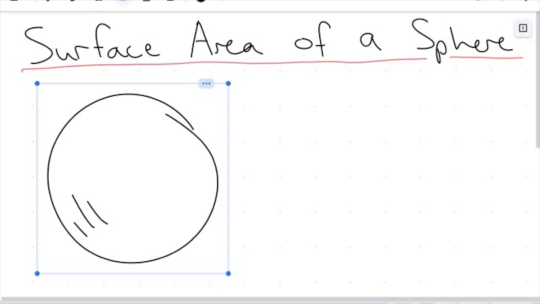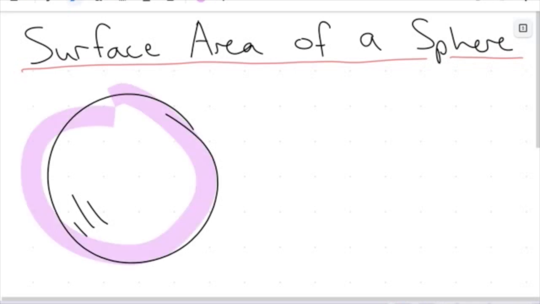So with any sphere, you hopefully have seen spheres like this in everyday life. So think about any kind of ball, like a soccer ball, basketball, tennis ball. They all have this spherical shape where it's a 3D circle essentially, and no matter what way you turn it around, you're always going to get left with a circle here.